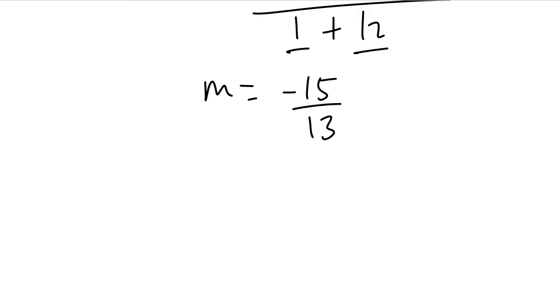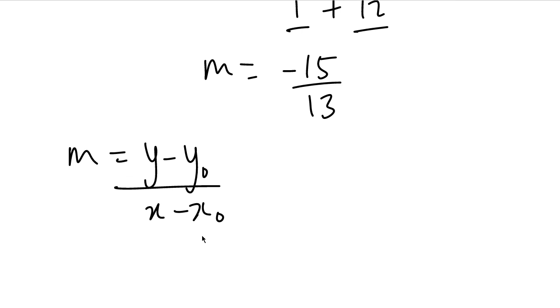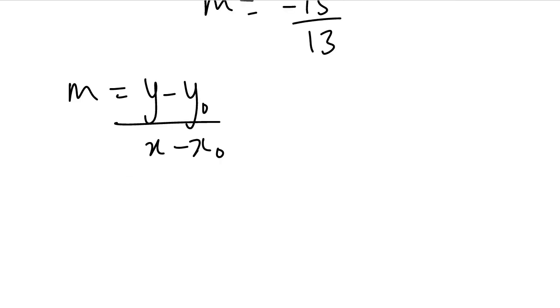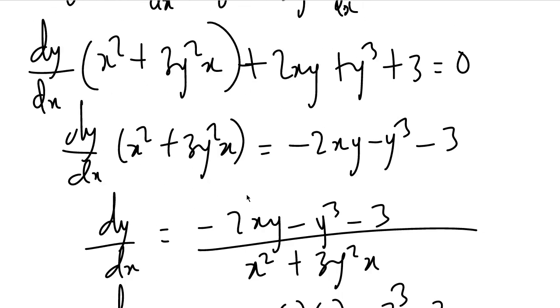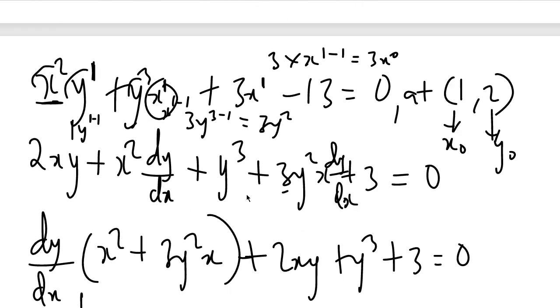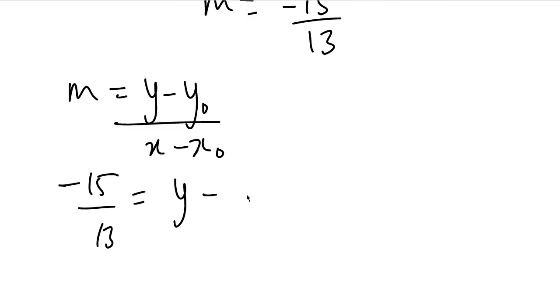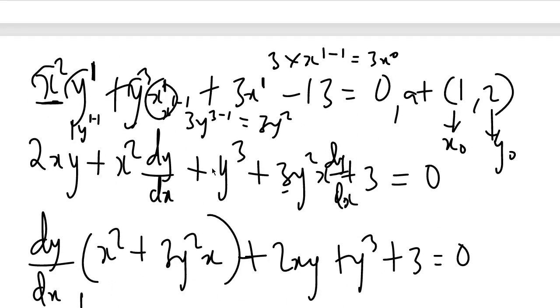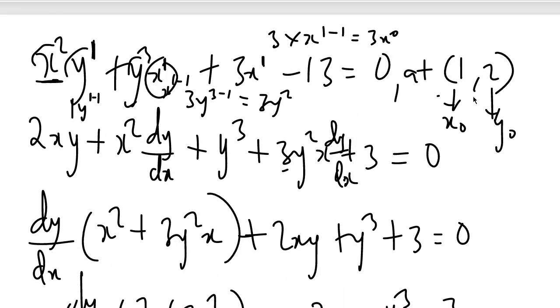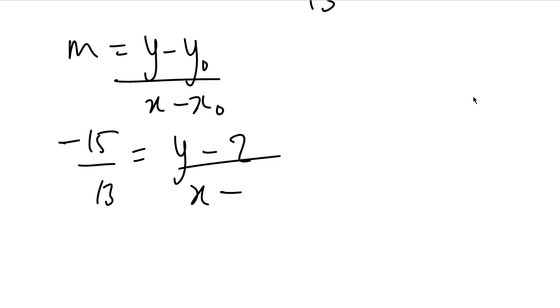13. So using the general form I've given to you, m is equal to what? (y minus y naught) over (x minus x naught). We can therefore say that negative 15 over 13 is equal to y minus what's y naught? Remember, it is 2, because it says at 1 comma 2. So that will be y minus 2 over x minus, what is x naught? 1. That was the x input. It says at 1 comma 2. x naught is 1, right? So minus 1.